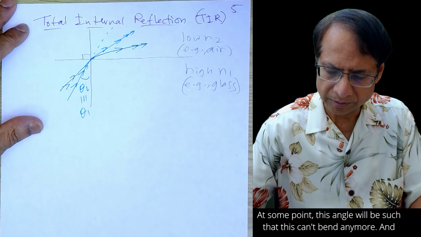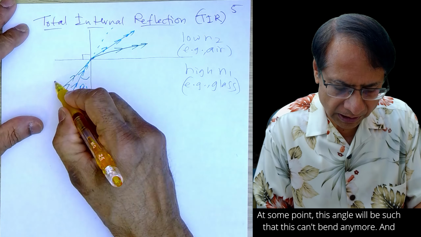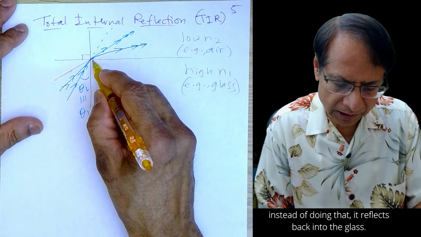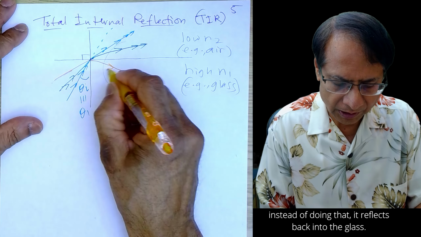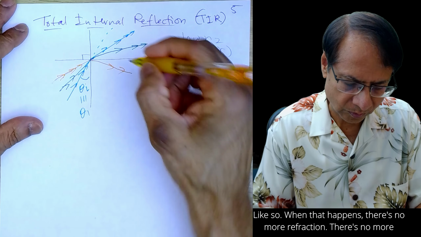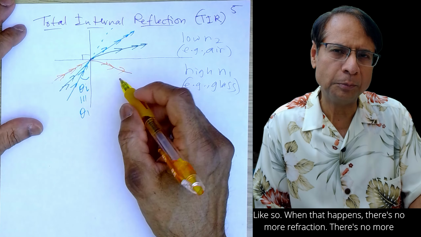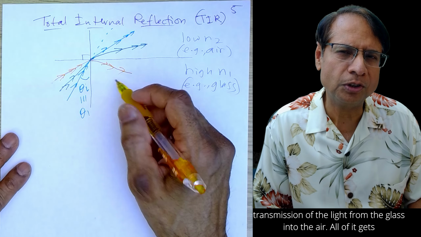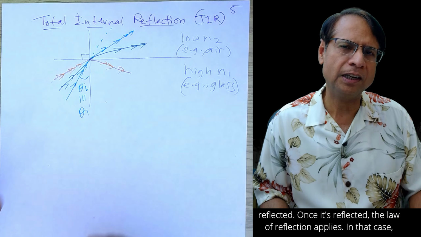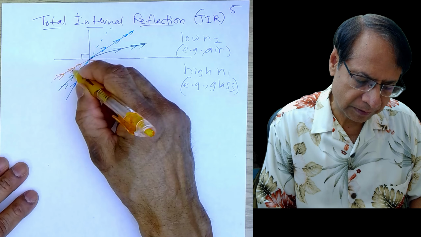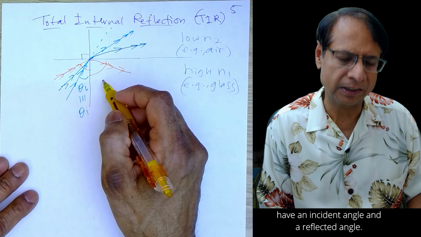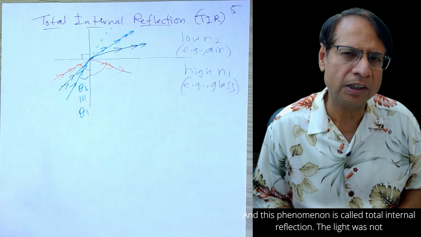At some point this angle will be such that it can't bend anymore, and instead of doing that, it reflects back into the glass. Like so. When that happens, there's no more refraction. There's no more transmission of the light from the glass into the air. All of it gets reflected. Once it's reflected, the law of reflection applies. In that case, this angle is equal to this angle. You have an incident angle and a reflected angle. And this phenomenon is called total internal reflection.